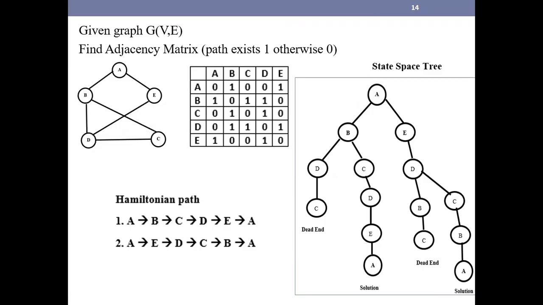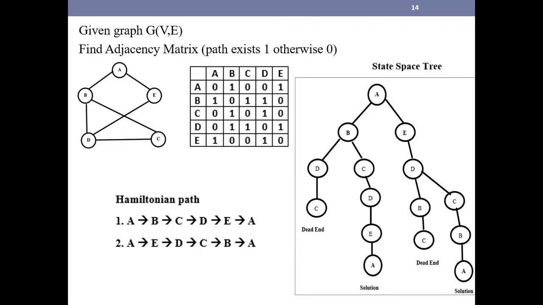Then from node E, there's a path to A. For node E, A is an adjacent node. See the last row for E: E to A is 1. That is, A is an adjacent node for E. So it forms a cycle, starting at A and ending at A. All nodes are added exactly once. This is also a solution. And move back to the root node, find other options.